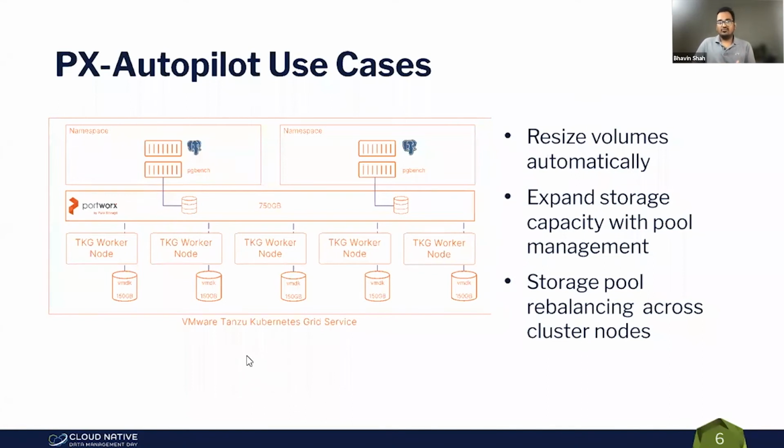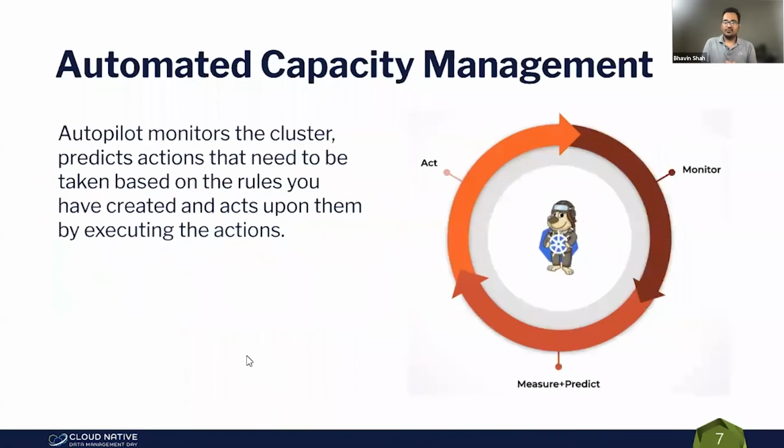And then the last use case is around rebalancing storage. We don't want a specific storage node inside the Portworx cluster to be the one that's serving the most IO. You can have autopilot rules that rebalance your storage across all nodes to ensure that you get the best performance out of the storage layer. So let's talk about the two different methods or ways that you can leverage PX Autopilot.